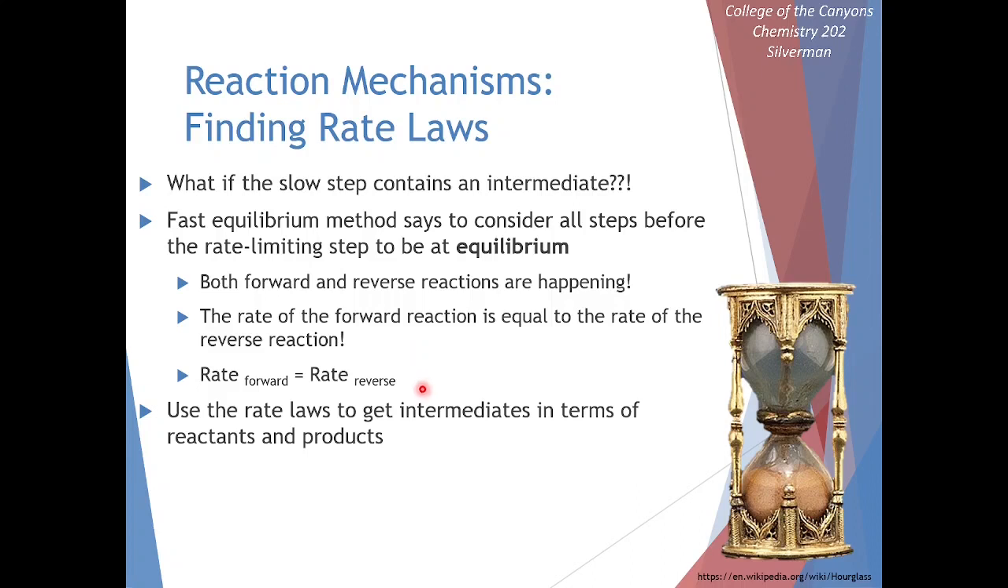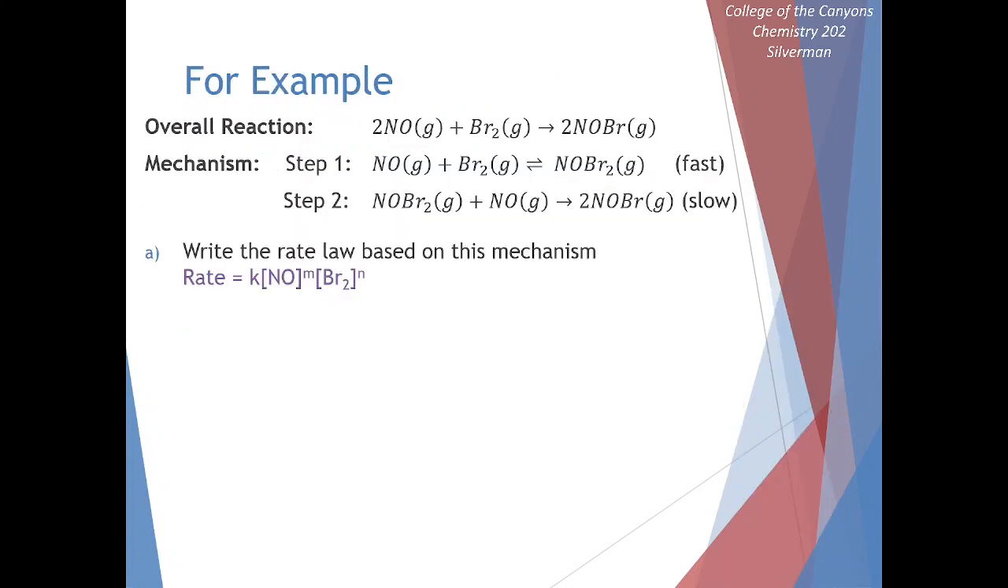Mathematically, here's our equation. Also mathematically, we can write the rate law for our forward reaction. We can write the rate law for our reverse reaction. And we can try to rearrange this equation so that we can have an equation for our intermediate only in terms of chemicals that we care about. We can fix our rate law for the slow step so that it is the form that we want it to be.